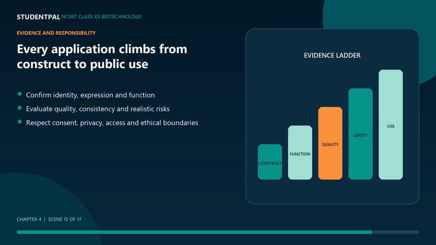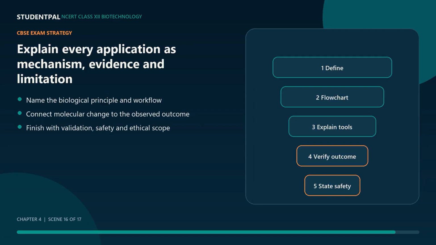Ethical responsibility includes informed consent, genetic privacy, animal welfare, fair access, ownership and communication that does not exaggerate certainty. Controls and independent methods reduce alternative explanations, while oversight matches the scale of risk. Biotechnology becomes responsible when its claims are limited to the evidence and its use is governed by safety, ethics, and accountability. For a 3 or 5 mark CBSE answer, avoid listing applications without explaining them.